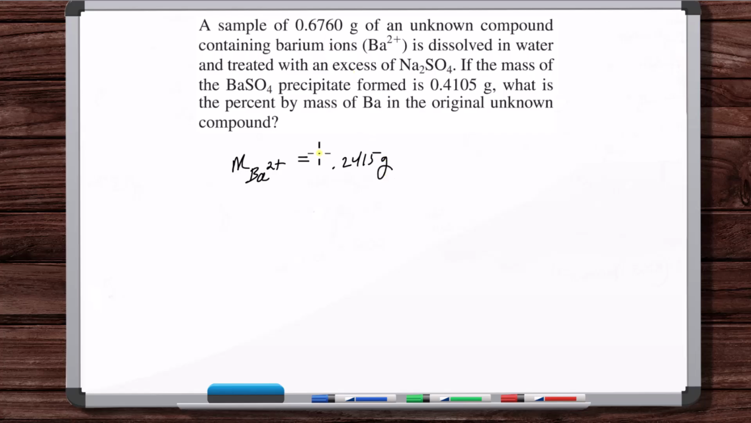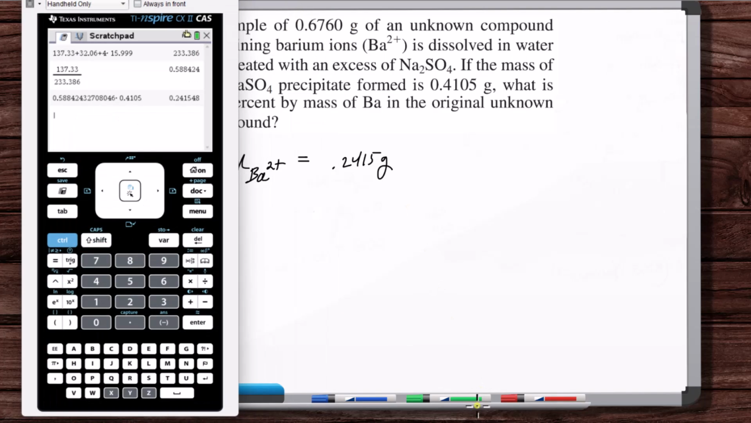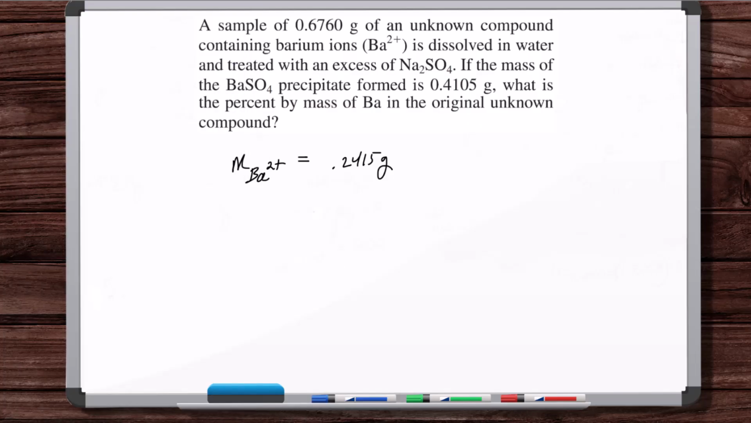But again, we know that all this barium must have come from this unknown compound. So what's the percentage composition by mass of barium in this unknown compound? Well, just take this and divide it by 0.6760. 35.73%. There you go.